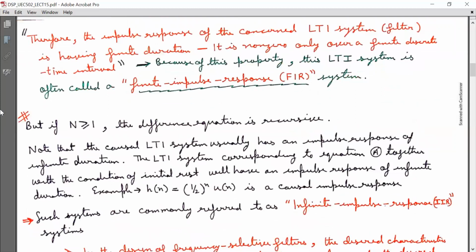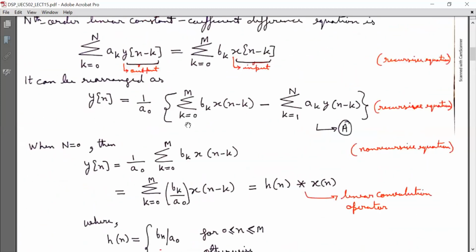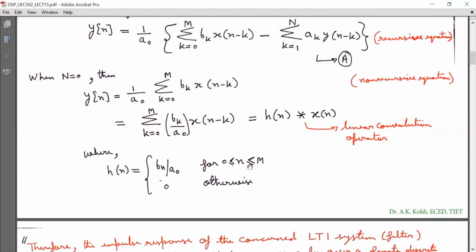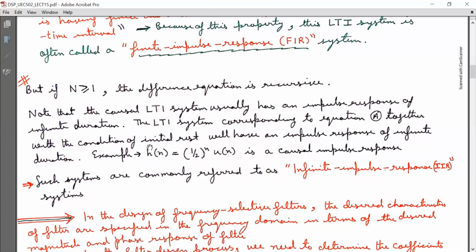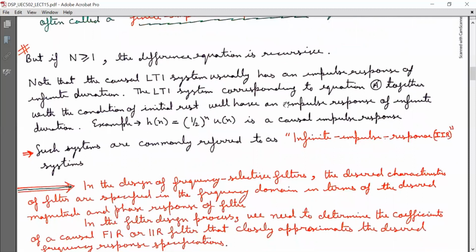But if n is greater than or equal to 1, then look at this equation. This term becomes non-zero. So now this will be a recursive equation. Note that the causal LTI system usually has an impulse response of infinite duration. The LTI system corresponding to equation A, together with the condition of initial rest, will have an impulse response of infinite duration. And the example is h[n] is equal to 1 by 2 raised to power n u[n]. u[n] is the step function.